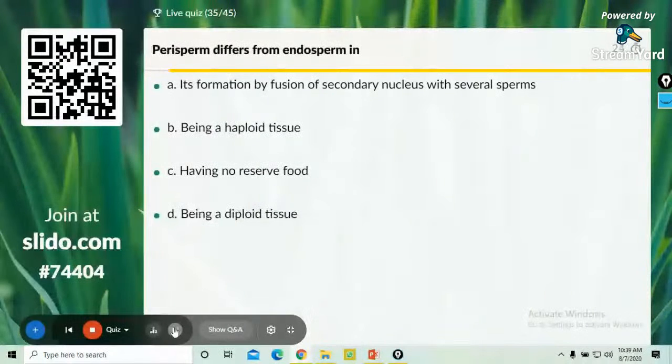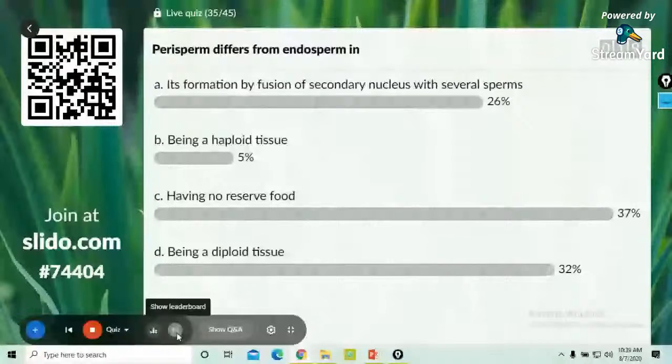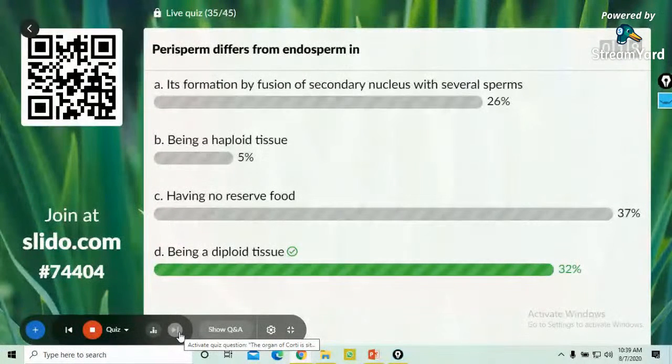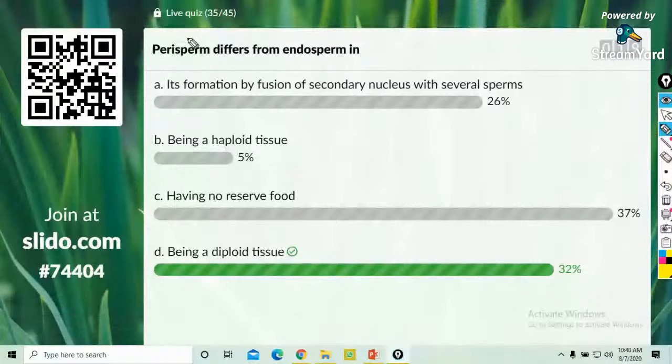Perisperm differs from endosperm in its formation by fusion of secondary nucleus with several sperm, being a haploid tissue, having no reserve food, being a diploid tissue. The answer is being a diploid tissue. Perisperm is a diploid 2n condition. Endosperm is 3n condition. Triploid condition is the endosperm. 36th question.